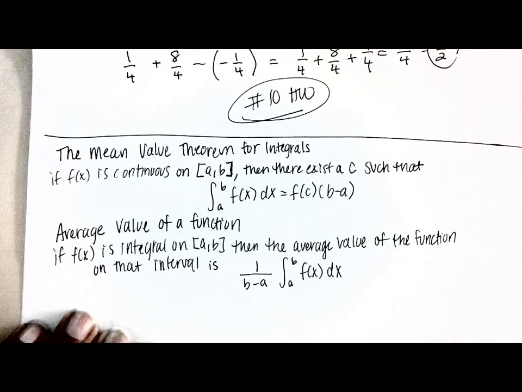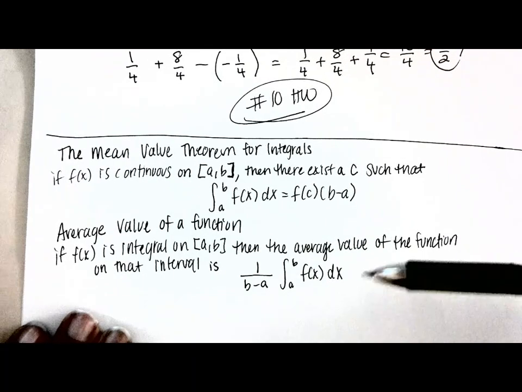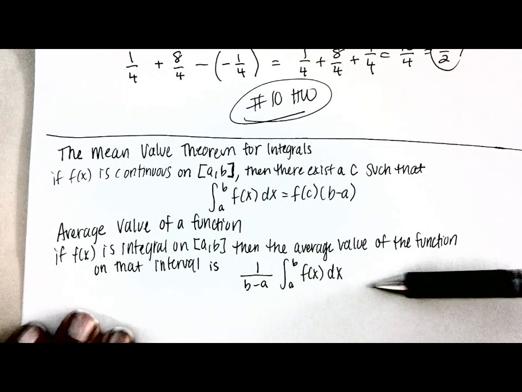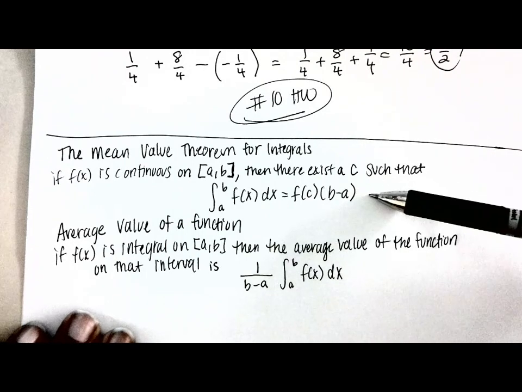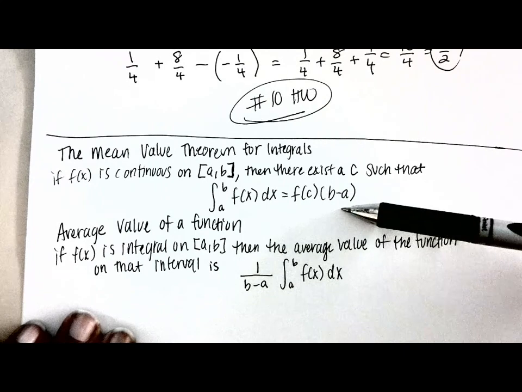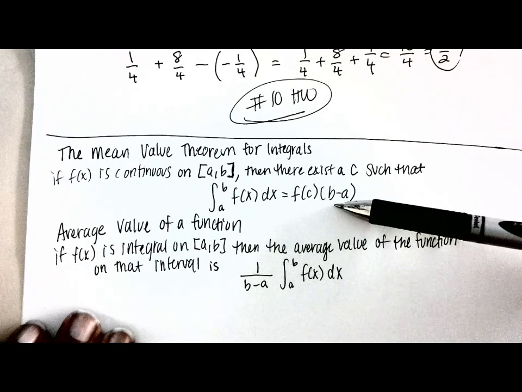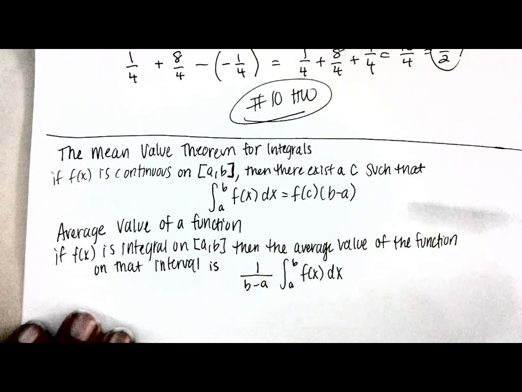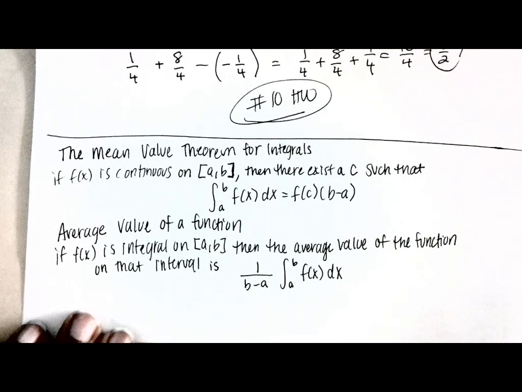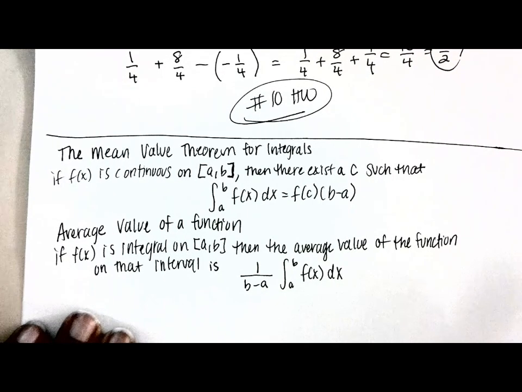So in the example we're going to do, we're actually going to find the average value first, then find the c that exists for the mean value theorem. It's really not anything different than we've done before. If you remember mean value for derivatives, it's that exact thing where we set it equal to c, and we factor and we solve. That's what we're going to do.